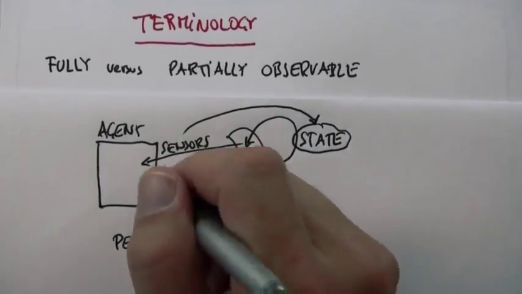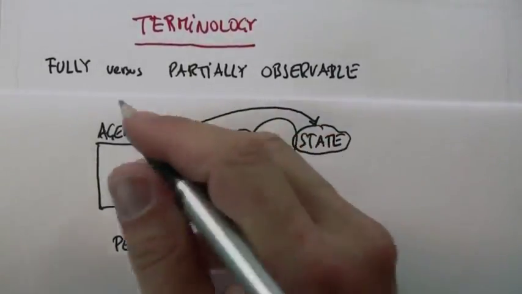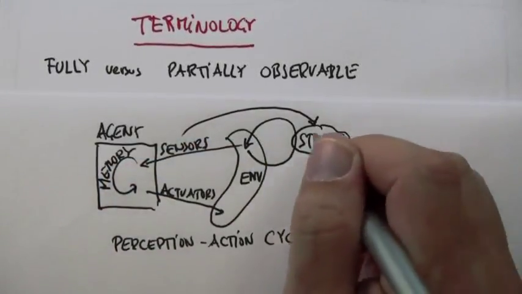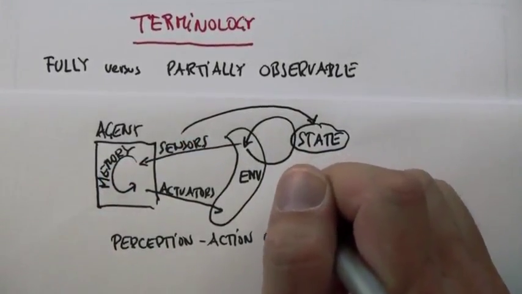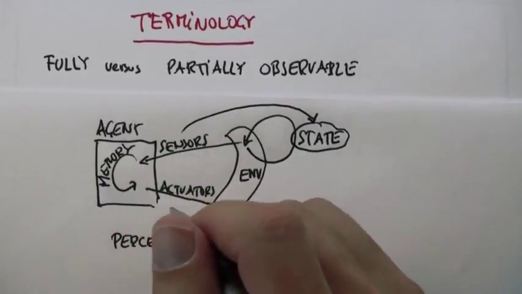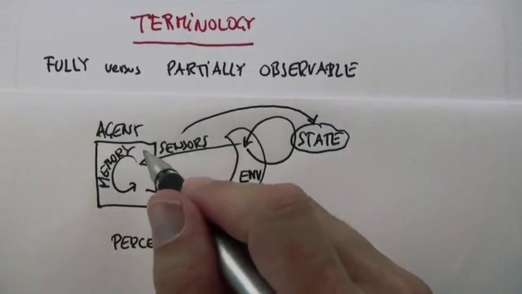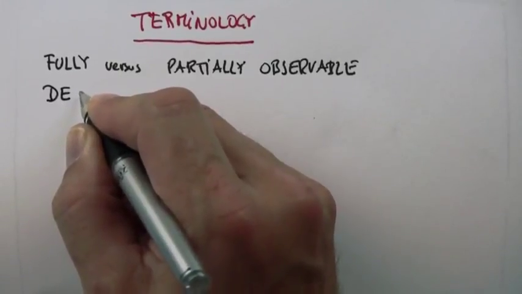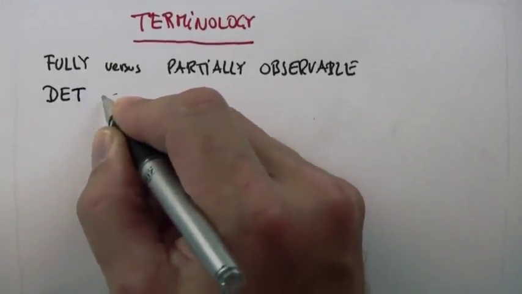Very often, agents that deal with partially observed environments need to acquire internal memory to understand what the state of the environment is, and we'll talk extensively when we talk about hidden Markov models about how to structure such internal memory. A second terminology for environments pertains to whether the environment is deterministic or stochastic.